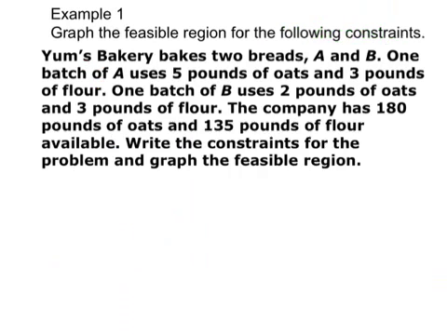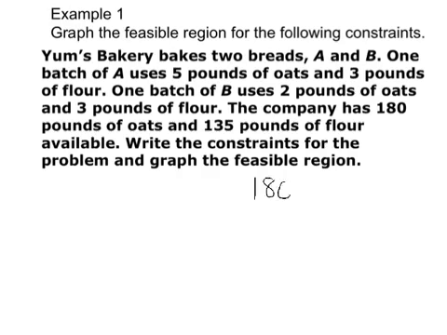Word problem. Don't groan. They're fun. Yum's Bakery bakes 2 breads, A and B. One batch of A uses 5 pounds of oats and 3 pounds of flour. One batch of B uses 2 pounds of oats and 3 pounds of flour. The company has 180 pounds of oats and 135 pounds of flour available. Write the constraints for the problem and graph the feasible region.